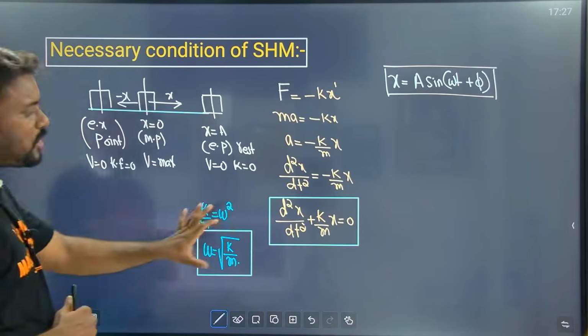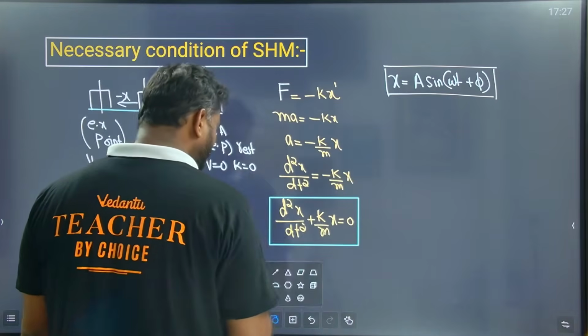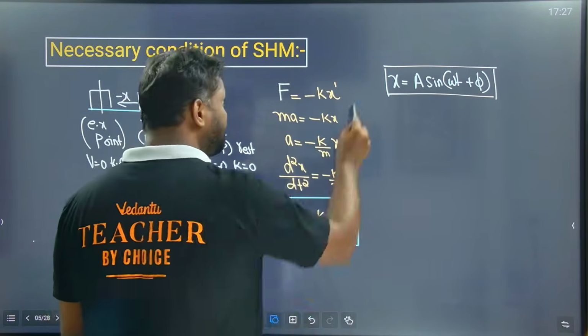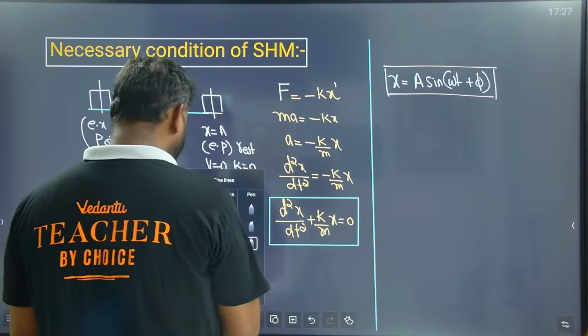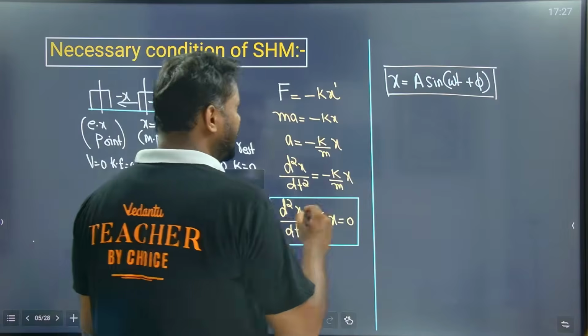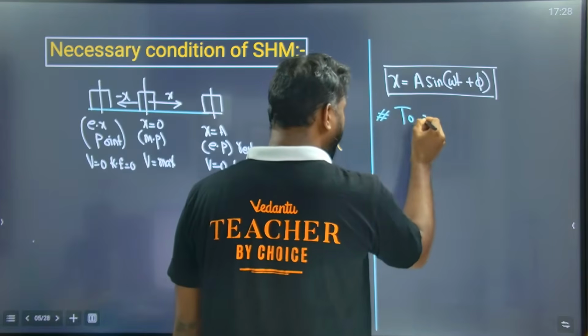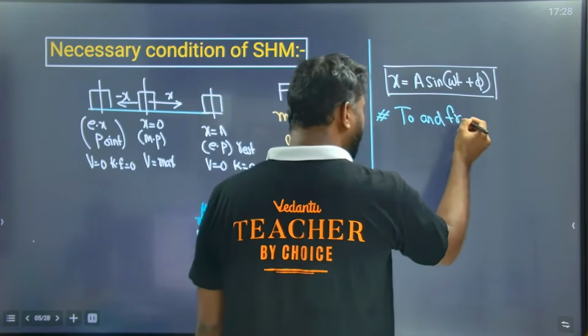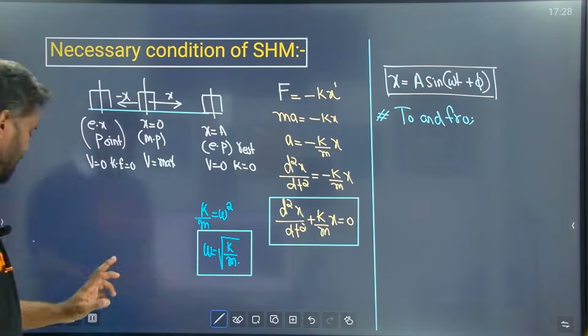So this is a very important condition, and also it should obey to and fro motion. One more thing is that it obeys to and fro motion. If I add the time, it obeys to and fro motion. Right? So we'll start based on this. I'll take an example for this.